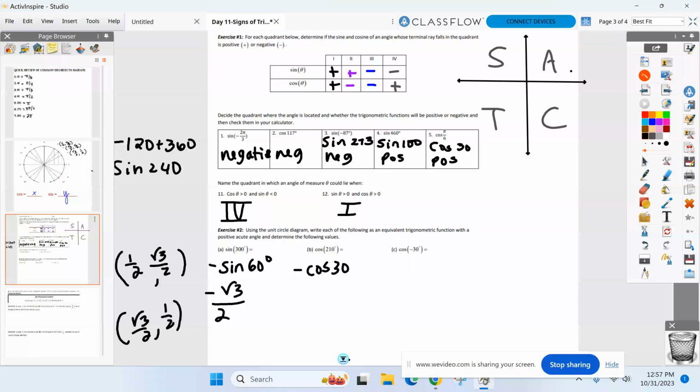Cosine, x or y? X. So I want negative radical 3 over 2. And why is it negative again? Because it's in the third quadrant, and we're finding cosine, right? Does that agree with your calculator?